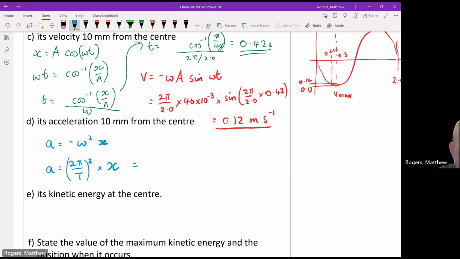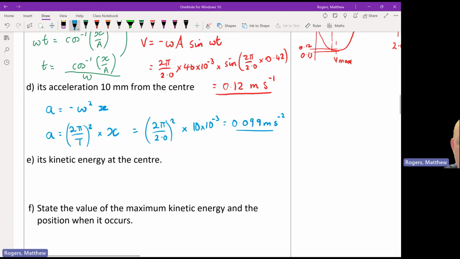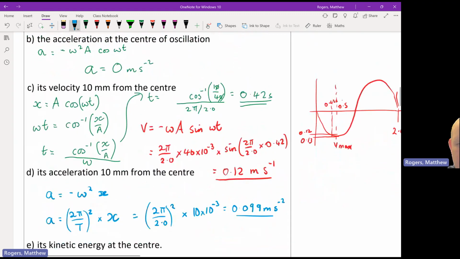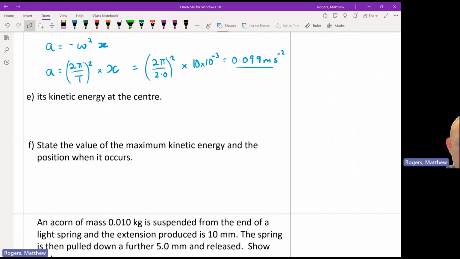So that's 2 pi over 2.0 squared times the displacement, which is 10 times 10 to the minus 3. So it's pi squared times 10 times 10 to the minus 3 gives us 0.099 meters per second squared, because it's an acceleration. Does it look reasonable? Well, yeah, much harder, isn't it, to judge? Do accelerations look reasonable? So we will say yes.